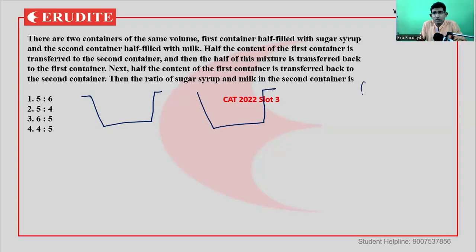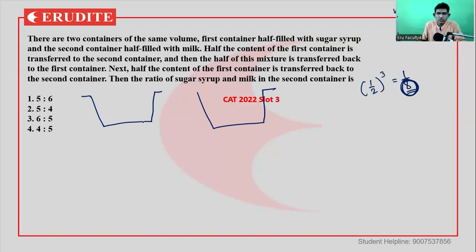Half filled. Now you see you are transferring half of the contents thrice, right? Thrice means half into half into half, which means 1/8. That means let's take the total or initial volume as something that is a multiple of 8. That will help our calculation because half is being transferred thrice.